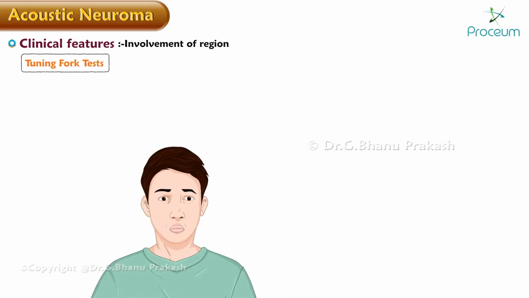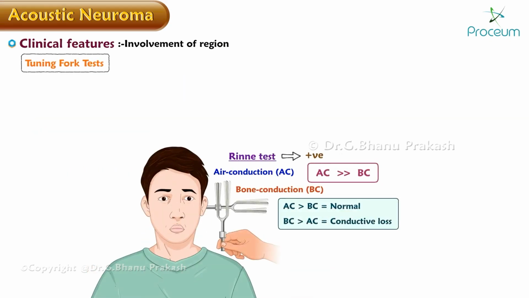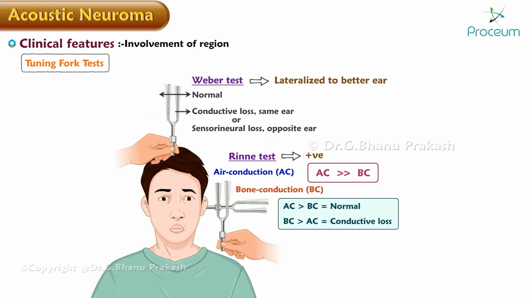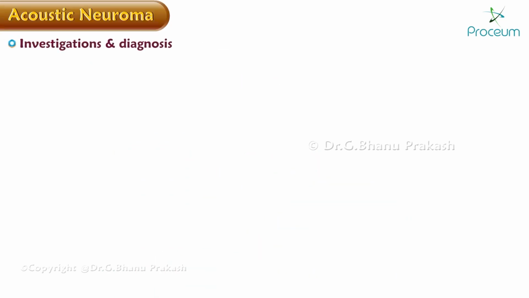Tuning fork test. Rinne's positive. Weber is lateralized to the healthy side. Absolute bone conduction is decreased. Investigations and diagnosis. Attempts should be made to diagnose the tumor in its otological phase when it's still intracanalicular. This is possible when all cases of unilateral sensorineural hearing loss with tinnitus or imbalance are carefully evaluated.